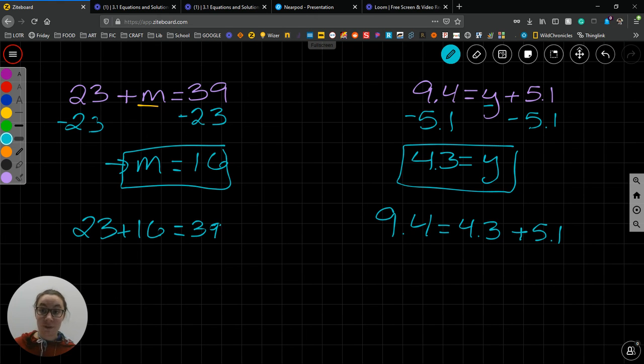Inverse operation to solve. You want to undo addition, do subtraction. Make sure you do it to both sides, though. Keep things balanced.